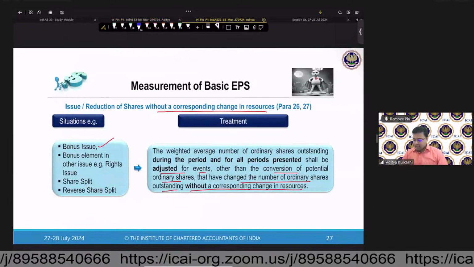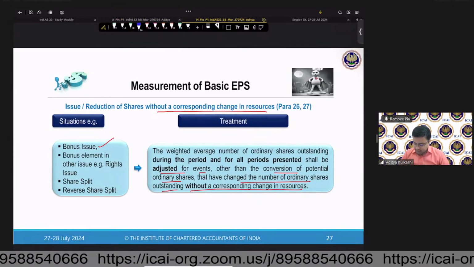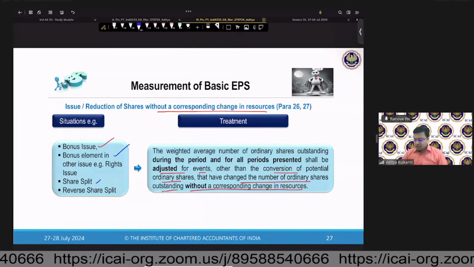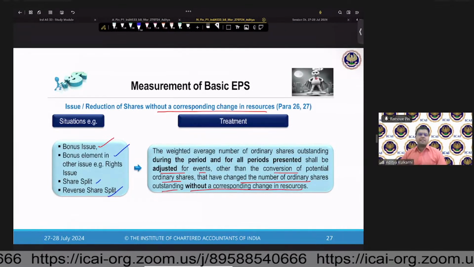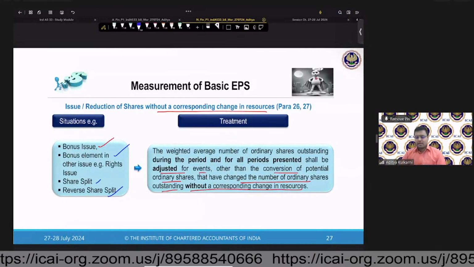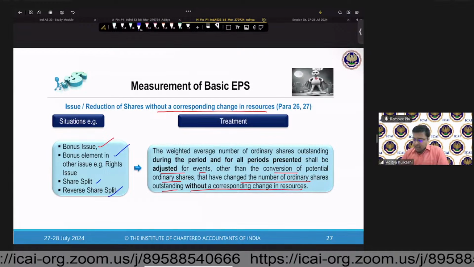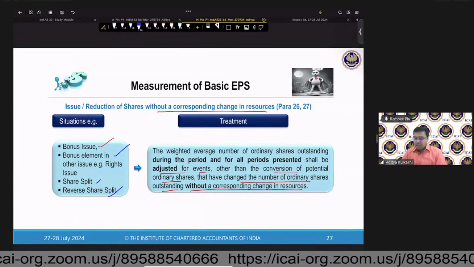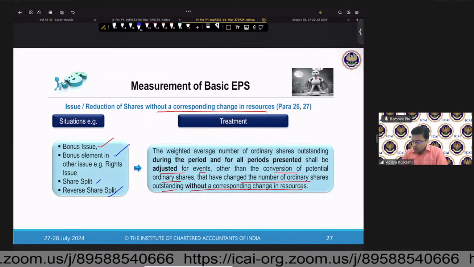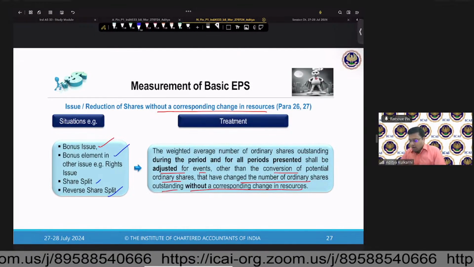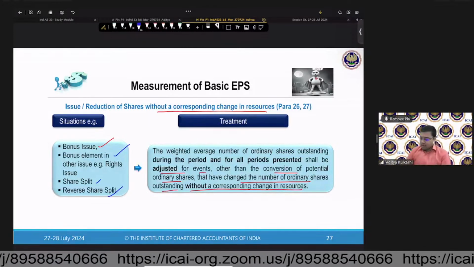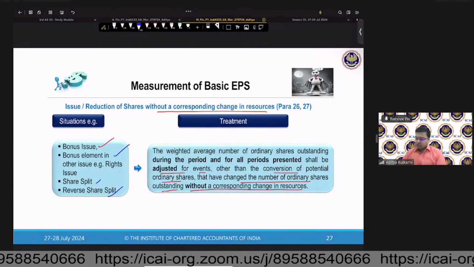All right. So that takes care of bonus element in other issue, that is rights. Share split is similar to bonus. Reverse share split is consolidation. So that is also done. So we are okay in this regard. For reduction of shares without a corresponding change, what is the concept we take away from here? That you are going to record the existence right from the earliest reporting period.